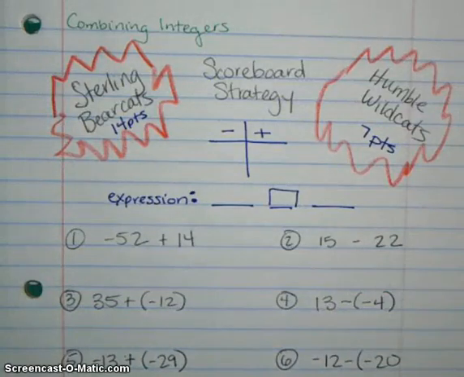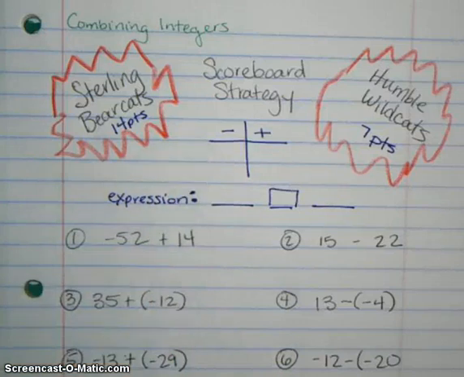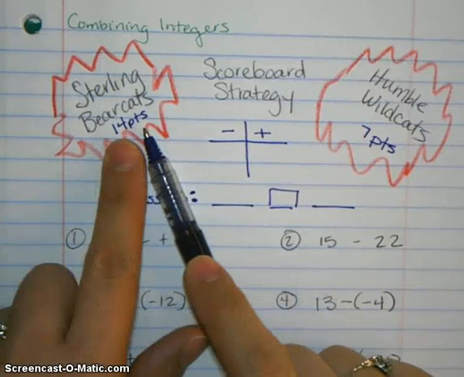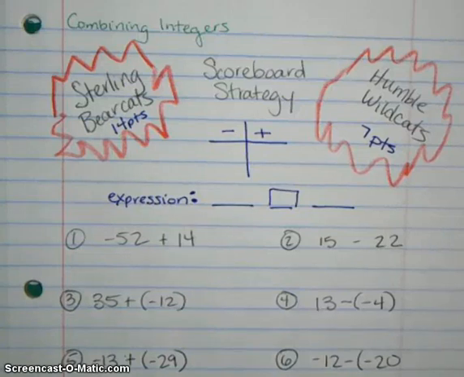So today we are going to review combining integers. As we combine integers, we're going to learn about the scoreboard strategy. Now, the scoreboard strategy is referring to any one of the sports that you like. So let's say the Sterling Bearcats have 14 points in football and the Humboldt Wildcats have 7 points in football. So the question here would be who wins and by how many points?